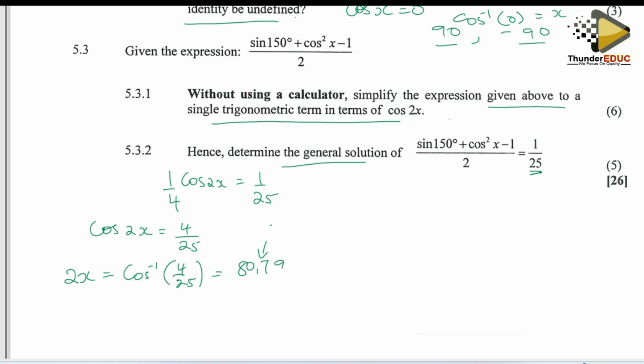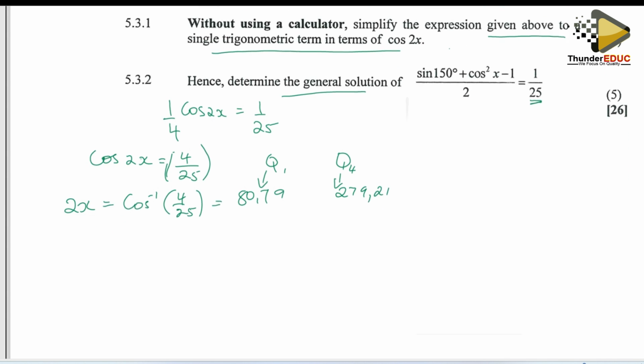This is going to be in quadrant number 1, because cos is positive in quadrant 1, but it's also positive in quadrant number 4. So in quadrant number 4, it will be 360 minus the 80.79, which gives me 279.21. So let me write my solutions.